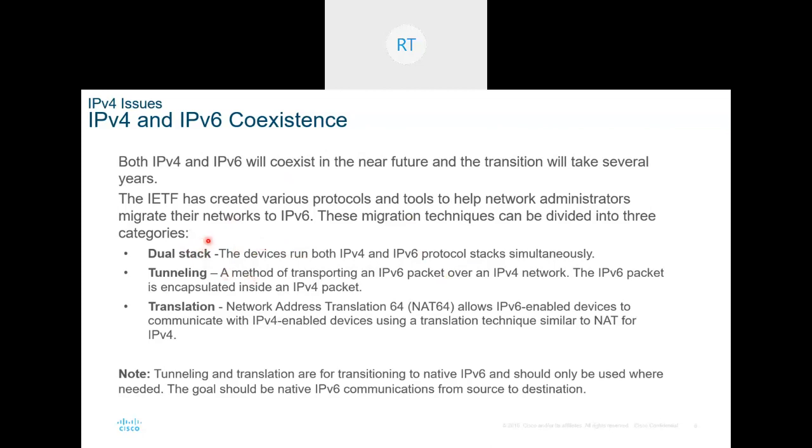The first of those techniques is known as dual-stack. This is where devices run both IP version 4 and IP version 6 simultaneously. The second method is tunneling. It's a method of transporting an IP version 6 packet over an IP version 4 network. And the third is known as translation. So this is where you have a direct translation. IP version 6 enabled devices are translated into IP version 4, and IP version 4 protocol is translated into IP version 6. That's called translation techniques.